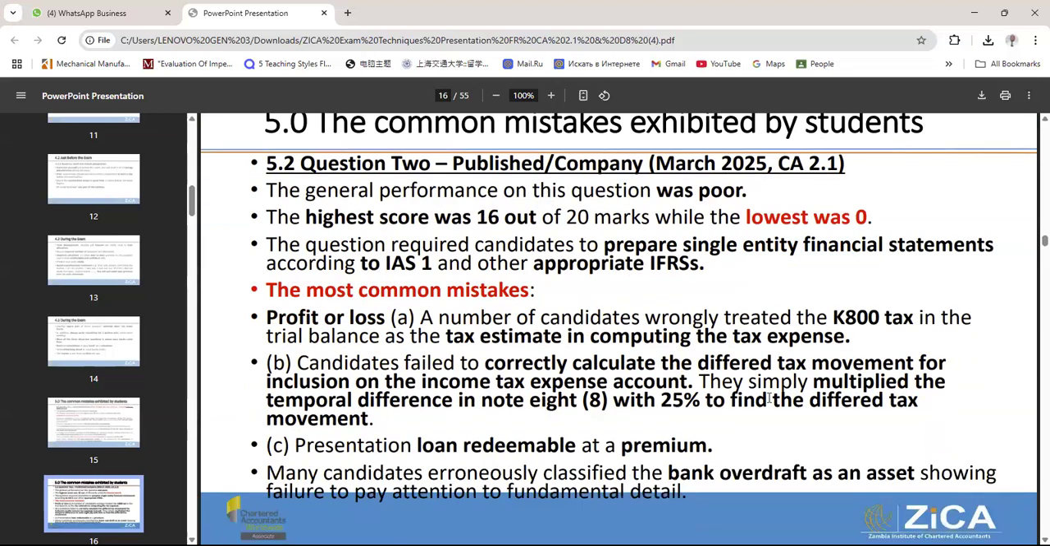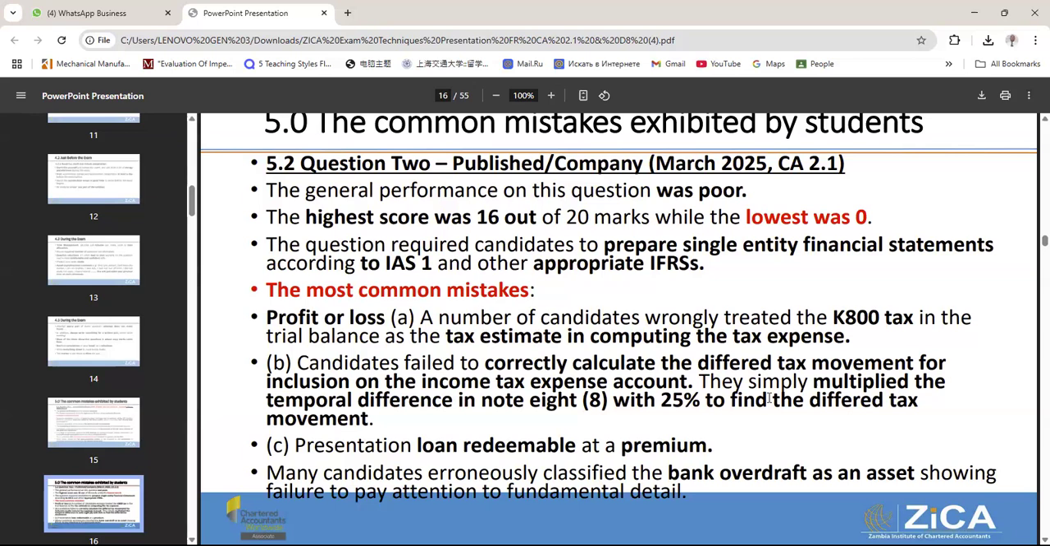Another important area, there was a loan. So if they will say a loan will be redeemed at premium, let's assume the interest expense is 20, then they paid 15. So it means accrued interest is 5. So if the loan will be redeemed at premium, that accrued interest must be added to the loan and presented under non-current liability.